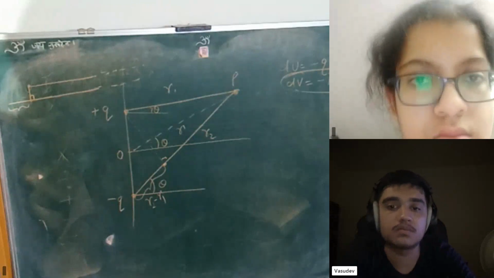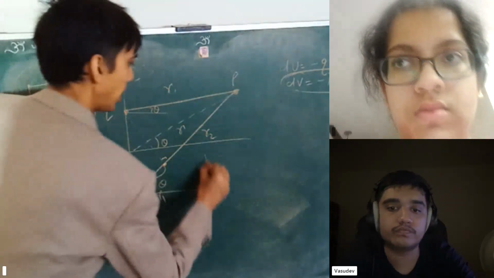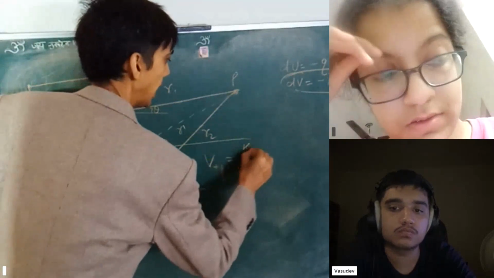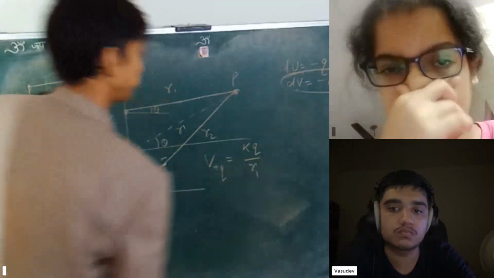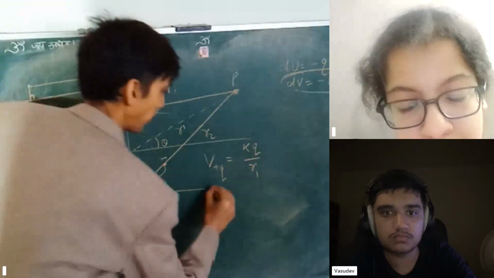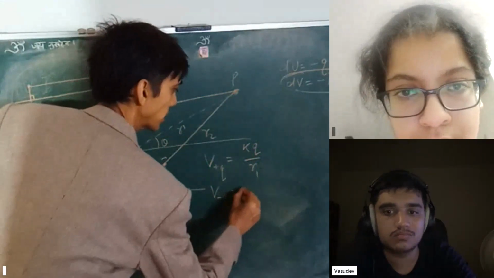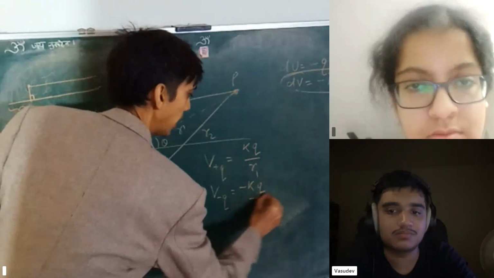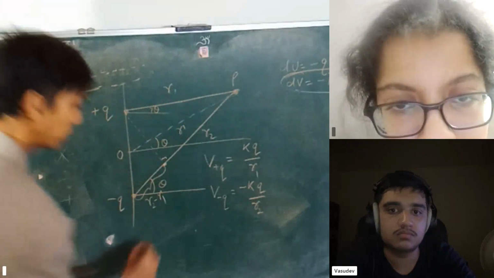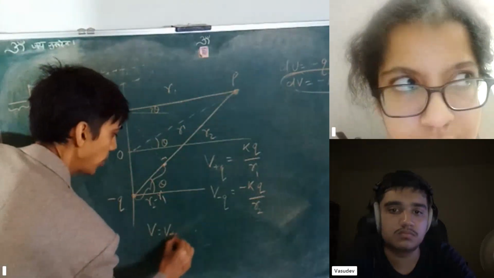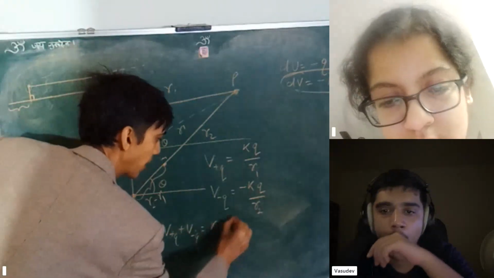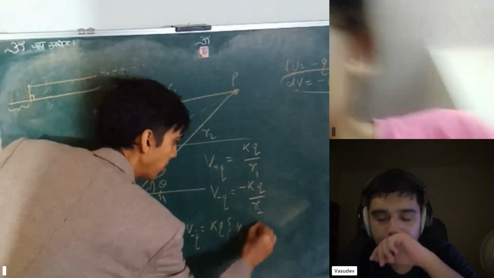Clear? Yes, sir. I calculate potential at that point due to plus Q. What do I get? KQ by R1, correct? Yes, sir. And then potential due to minus Q, what do I get? Minus KQ by R2. Total potential will be plus Q plus minus Q. So what do I get? KQ bracket open 1 by R1 minus 1 by R2.